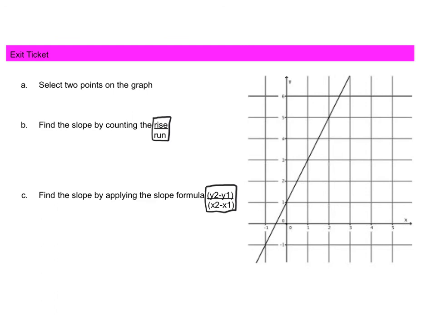So why would we need to use our slope formula, which is kind of complicated, compared to just counting the rise over run? If you finish your exit ticket and your lesson reflection today, work on Moby Max, work on Prodigy extra credit, work on missing and late work.